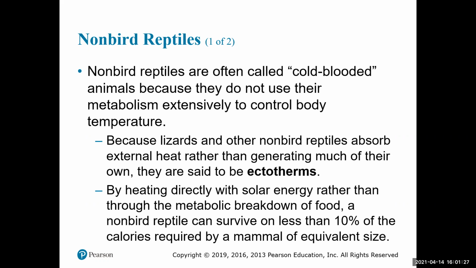And because they don't use metabolic energy to break down food, that means they can survive on less food because they don't require as many calories, because a lot of the calories that we need go to maintaining that internal body temperature, that state of homeostasis. So a non-bird reptile that is the same size as a mammal can survive on less than 10% of the required calories.